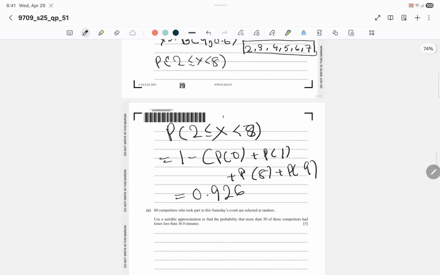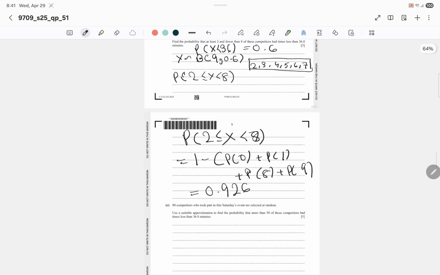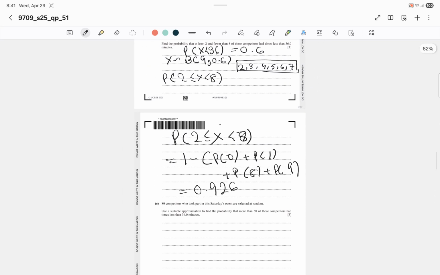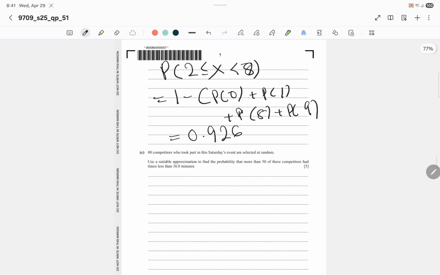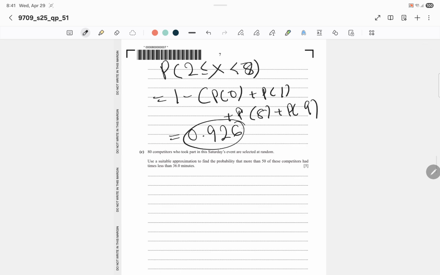Or if you don't understand the shortcut way, you can obviously do it the long way by adding this and this and this and this and this and this. But to save time, I subtracted from the total, which is of course 1, the probability of 0, since that's not included, probability of 1 because that's not included, probability of 8 and 9 because that's also not included. So subtract them from the total, and to find the thing which is included, this is the answer.